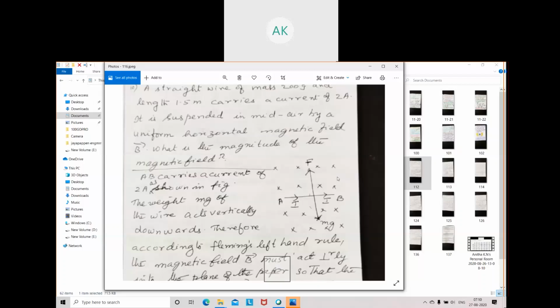So, what is the magnetic force here? Magnetic force formula.